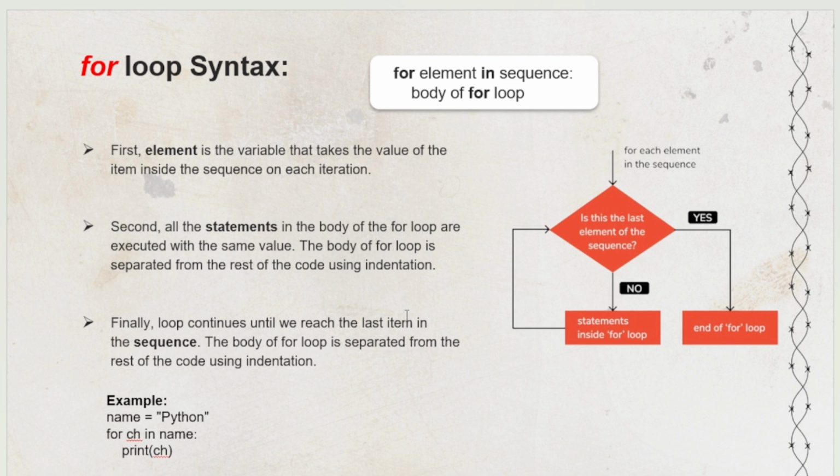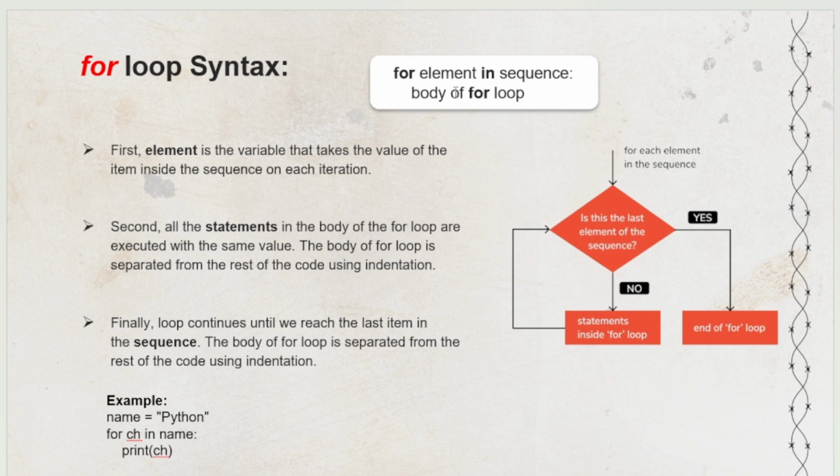For the for loop syntax, we are writing it here. The first thing is the element. What is the element? The element is a variable that takes the value from inside the sequence on each iteration. So suppose you have 50 items in the sequence, that means we get 50 iterations.